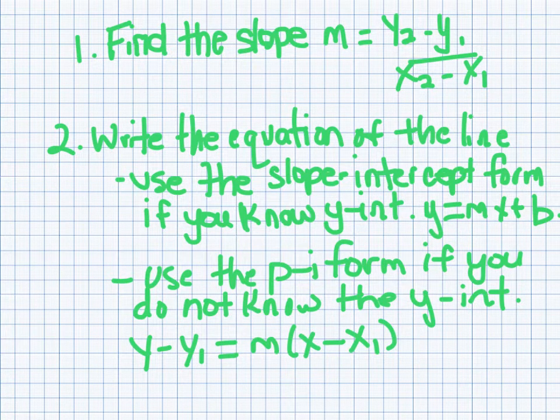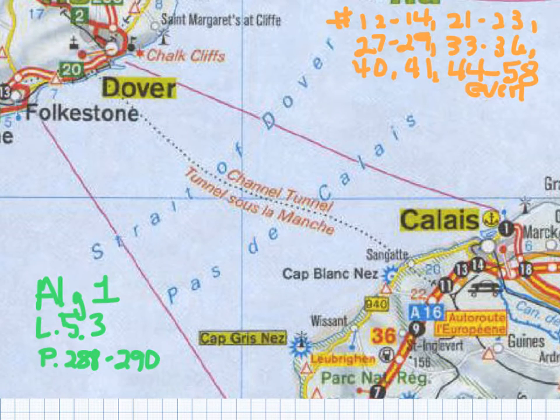So to summarize, we need to find the slope, which is m equals y2 minus y1 over x2 minus x1. We write the equation of the line, and we use the slope-intercept form if we know the y-intercept, if we know b. If not, we use the point-slope form, if you do not know the y-intercept, and that is y minus y1 equals m times x minus x1.